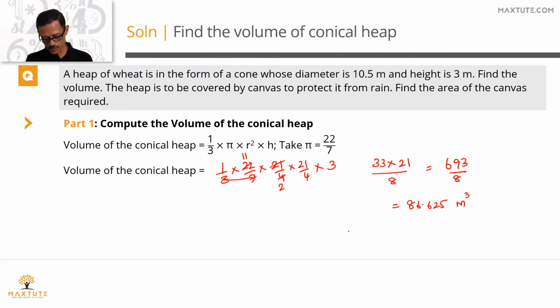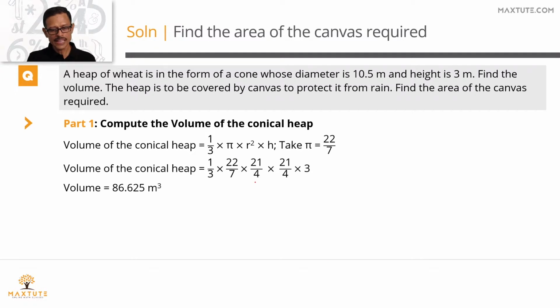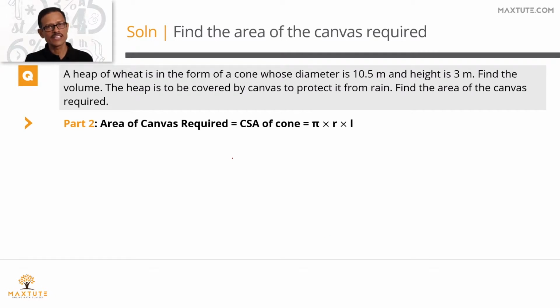Quickly summarize this calculation in a printed form before we move to the second part of computing the area of the canvas required. Substituting r is equal to 21 by 4 and height is equal to 3. This gets cancelled here to leave us with an answer which is 86.625 meter cube. So writing this is also equally important, as is how long it's going to take you to do the computation and the calculation. Let's move on to part 2. In part 2, we need to compute the curved surface area of this cone, which is the area of the canvas that is required.